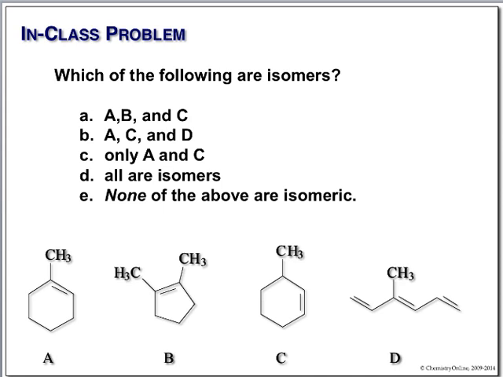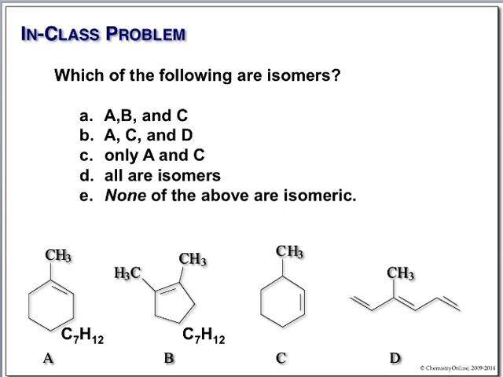Here we have 6 carbons in a ring. We have a methyl group. So that's 1, 2, 3, 4, 5, 6, 7, 8, 9, 10, 11, 12 hydrogens. 5 carbons in a ring, 6, 7. 7 carbons. That's 6 hydrogens. 7, 8, 9, 10, 11, 12. That looks good.